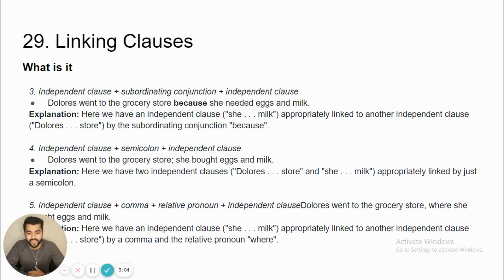Number five, independent clause plus comma plus relative pronoun plus independent clause. All right, so Dolores went to the grocery store where she bought eggs and milk. Now here we have an independent clause appropriately linked to another clause by a comma and a relative pronoun, where. All right, so we can do this as well.